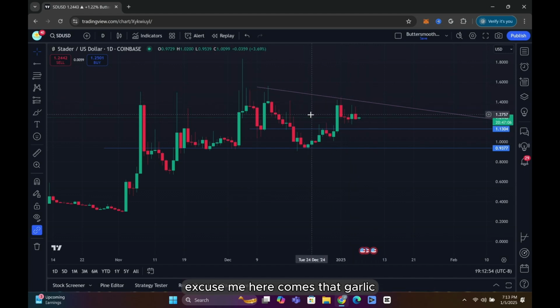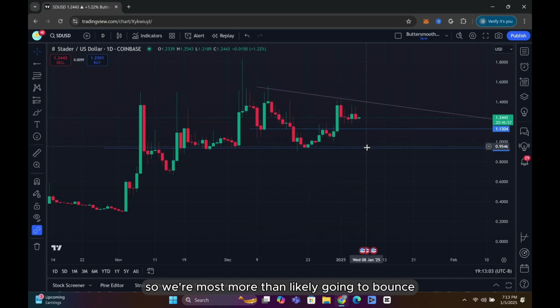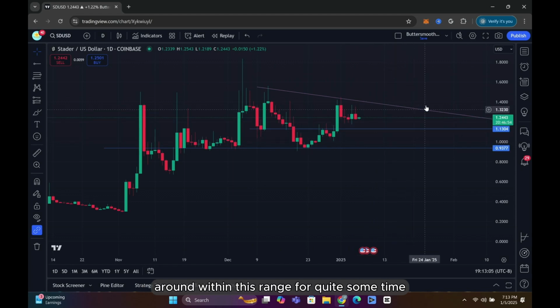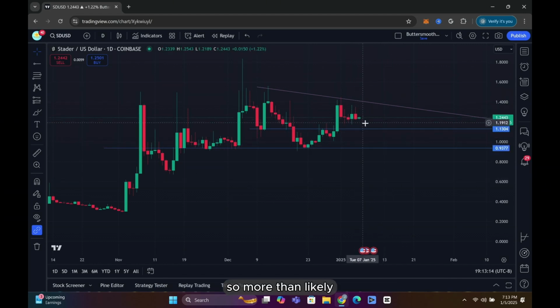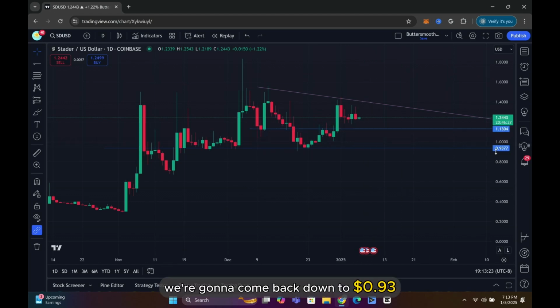Before we broke above it, here comes that garlic butter and steak again.